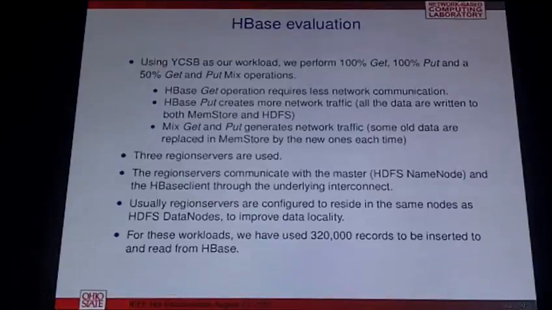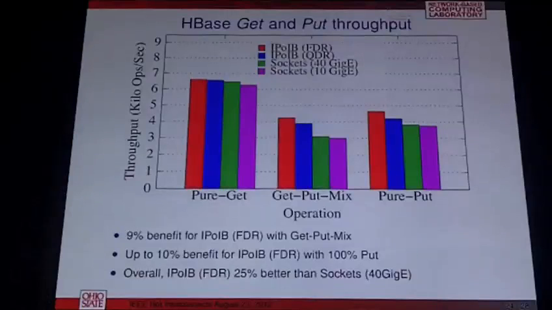For this workload, we use 320,000 records to be inserted to and read from HBase. If we look at these results, we can see that IP over IB with FDR is providing the best performance. We can see a 9% benefit for the get-put mix. We have up to a 10% benefit for IP over IB FDR with 100% put. And overall, IP over IB FDR is 25% better than the 40GigE.